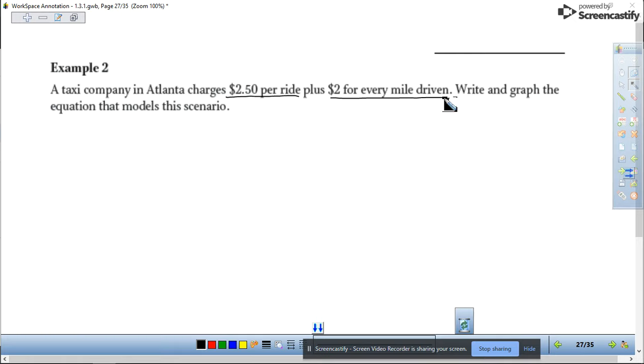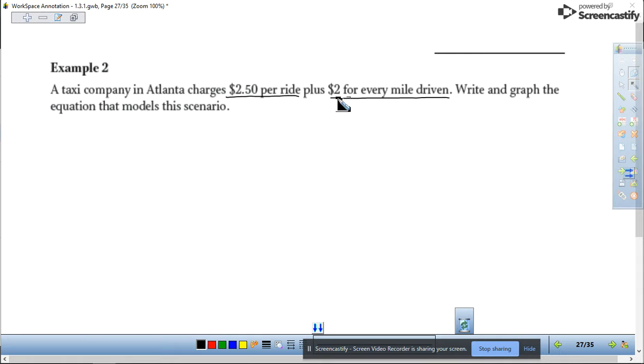So first off, we got a little bit of a tricky situation because you got this $2.50 per ride, and we usually think of per as being something that indicates you're going to be multiplying, but in this case, it kind of tricks you because it's not. So I want to start with what you would pay for your average cab ride. If you catch a cab in Atlanta, what are you going to have to pay?